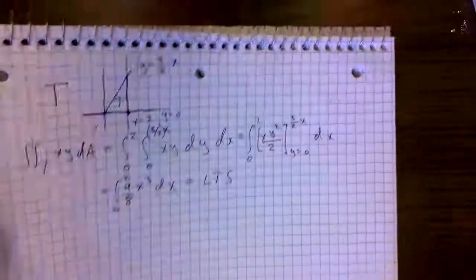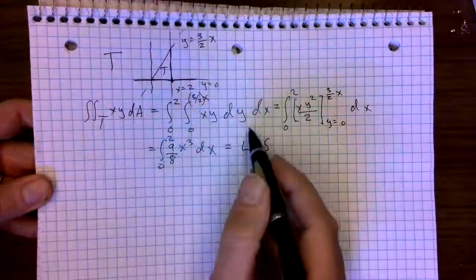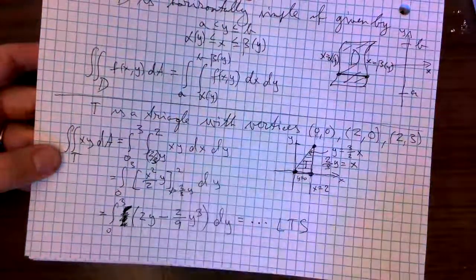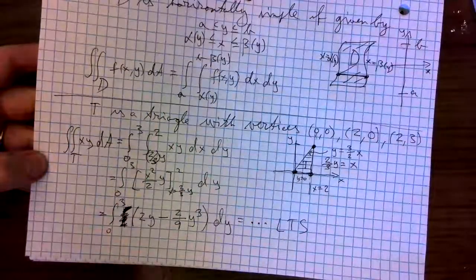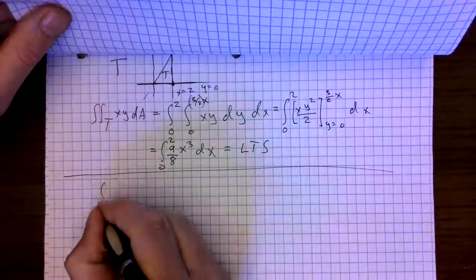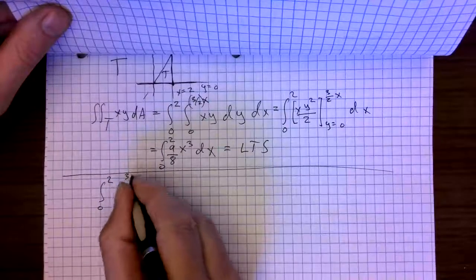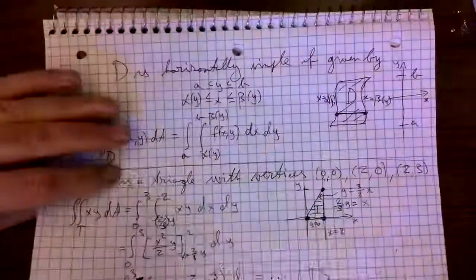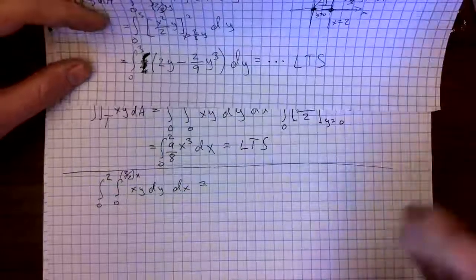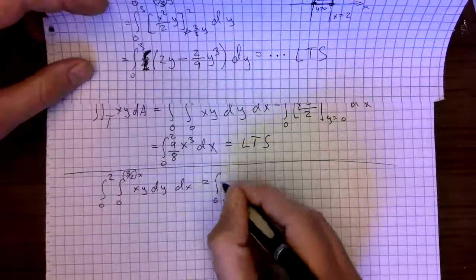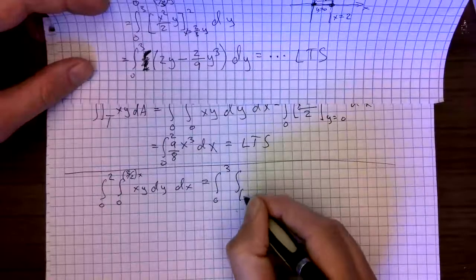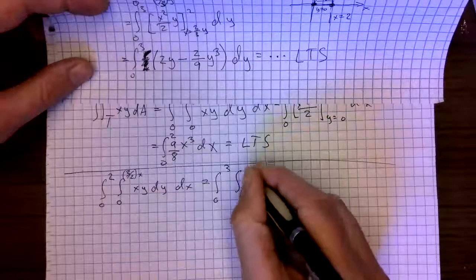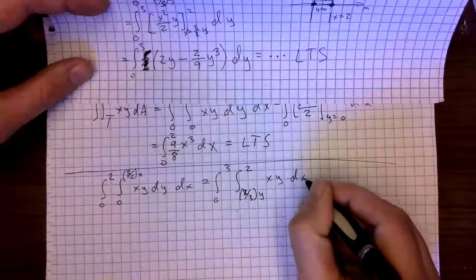Now you will notice that this integral and this integral happen to be the same thing, right? They're both the integral of xy over T. So we do have, in particular, the integral from 0 to 3/2 x, xy dy dx, and we got that this is equal to this guy. So let me copy that out here: 0 to 3, 2/3 y to 2, xy dx dy.